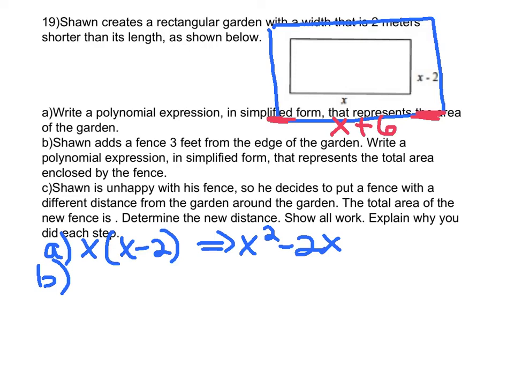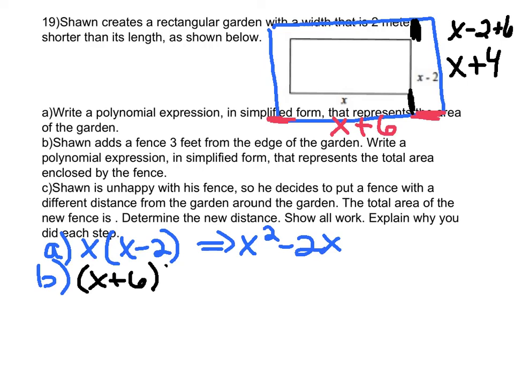When we look at our new width over here, I added 3 inches there and I added 3 inches this way. So it's actually x minus 2 plus 6, which we're going to simplify to just be x plus 4. So now when you do your length times your width, it's going to be x plus 6 times x plus 4. You're multiplying that for the area.